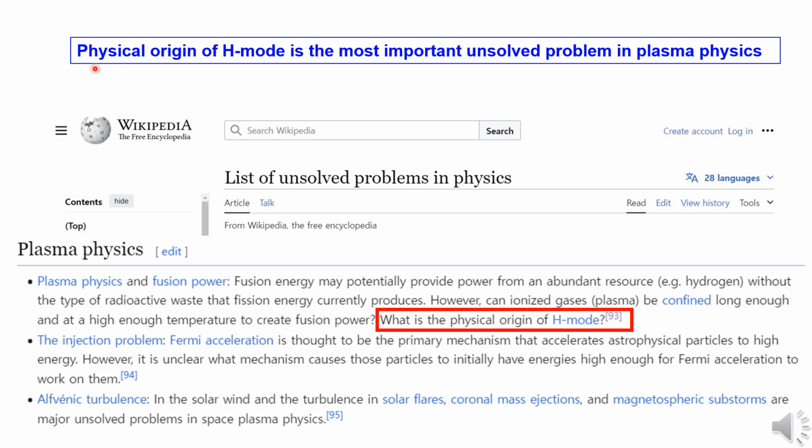The physical origin of H mode is the most important unsolved problem in plasma physics. If you search the internet for the list of unsolved problems in physics, for example here in Wikipedia, number 1 unsolved problem in plasma physics is: what is the physical origin of H mode, which is regarded as on the same level as: is it possible to produce energy from nuclear fusion? Then, why is H mode so important?